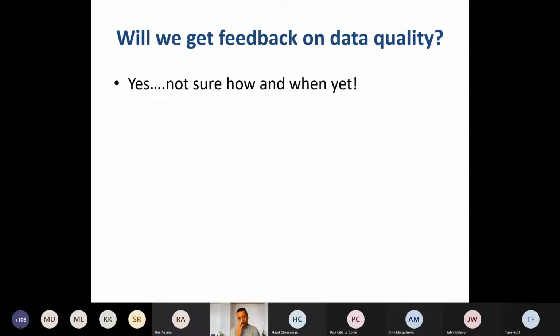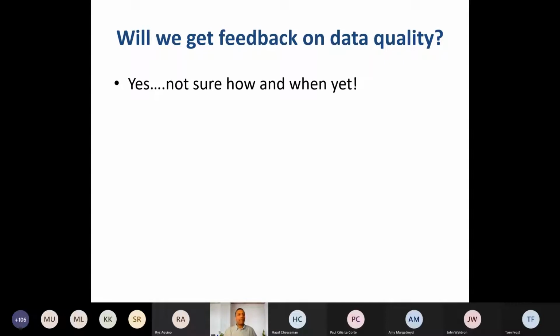Will you get feedback on data quality? Because of course the data that comes out is only as good as the data that goes in. And the short answer is yes, there will be feedback on data quality, but first we need to be getting data to then work out a process on that data quality. But it is really important for you to get that feedback, I would imagine.